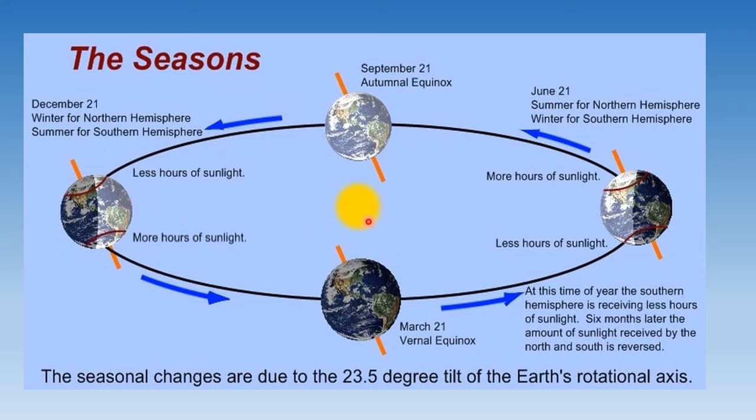Now the areas which are near the poles receive less heat as the rays of the sun are falling slanting on them. So the North Pole is inclined towards the sun, and the places beyond the Arctic Circle experience continuous daylight for about 6 months.